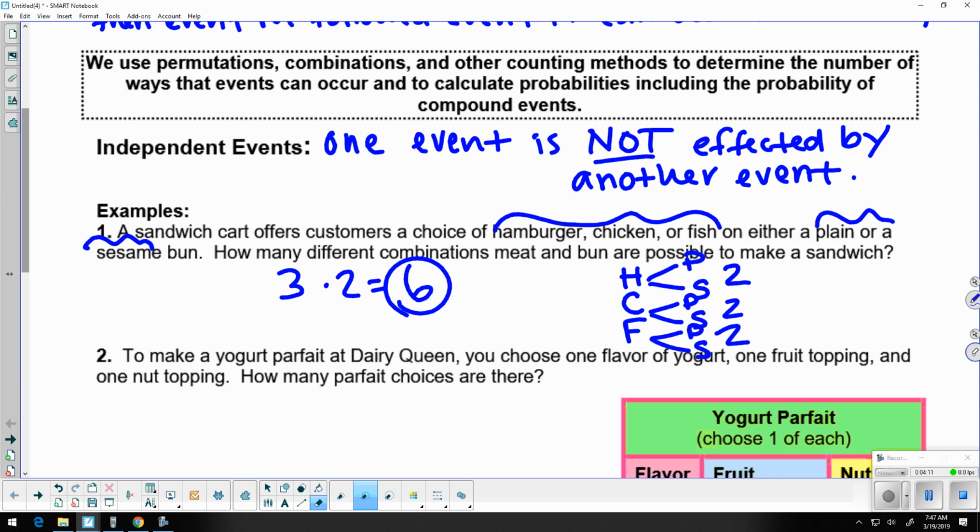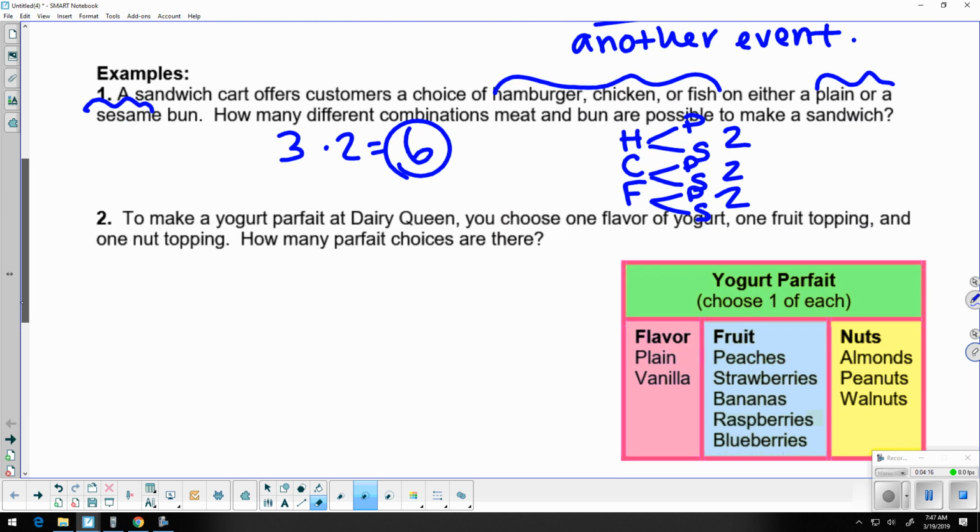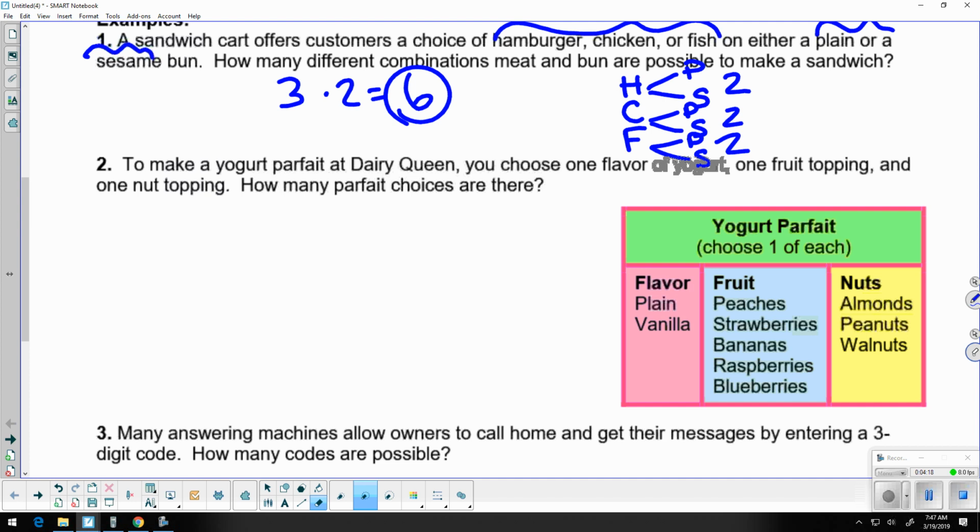So we're just using the fundamental counting principle again. You're really just multiplying out the number of choices that you have. Here's another one, and again, this is an independent event. It says to make a yogurt parfait at Dairy Queen, you can choose a flavor of yogurt, one topping, and then one nut topping. How many parfait choices are there?